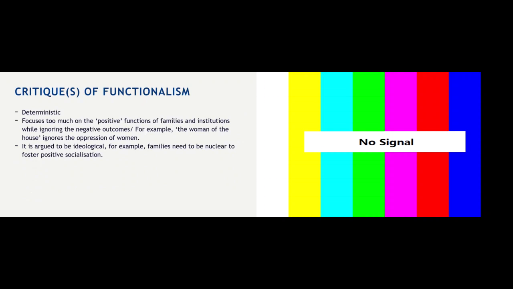So again, some critiques of functionalism are that it is very much deterministic. It doesn't really allow space for things to be different. It doesn't allow much space for thinking about social change. It also focuses very much on the positive functions of aspects of social life. So, for instance, at the time that Parsons was writing, he was quite interested in the nuclear family.